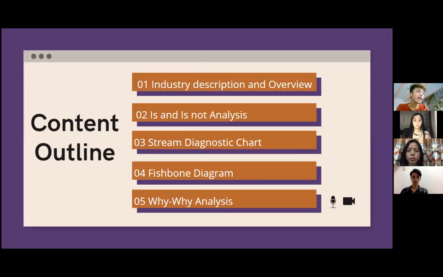So for the content outline, we will be discussing the industry description and overview, the is and is not analysis, stream diagnostic chart, fishbone diagram, and the why-why analysis.